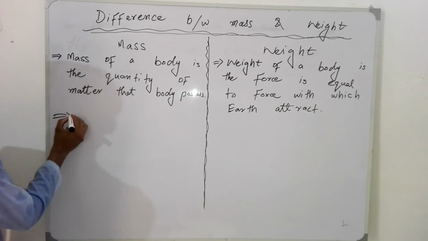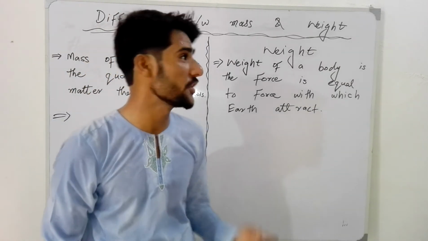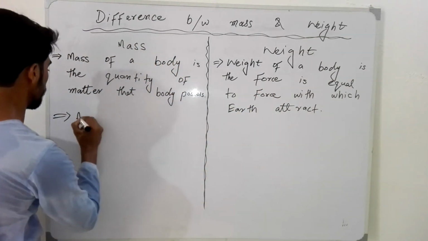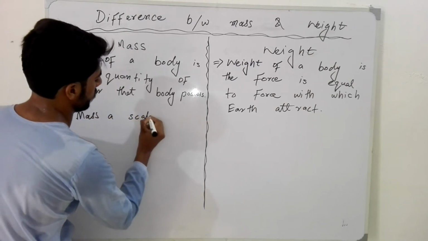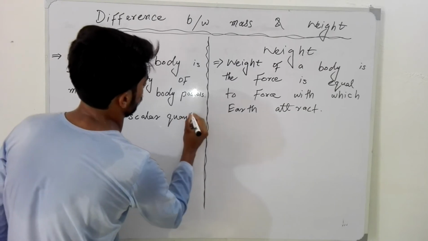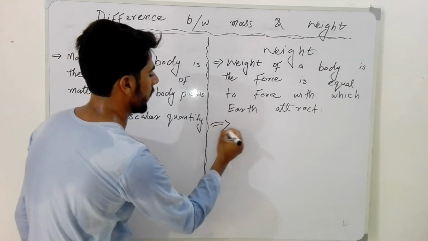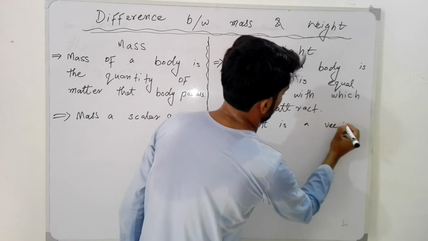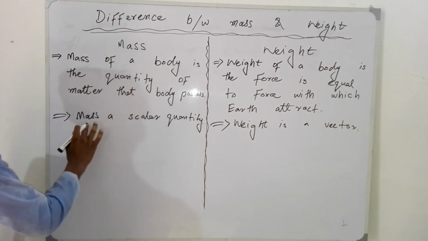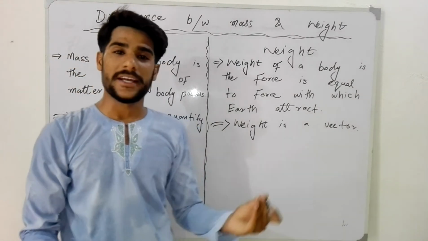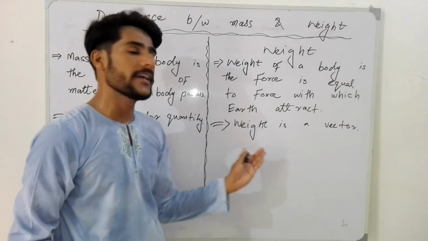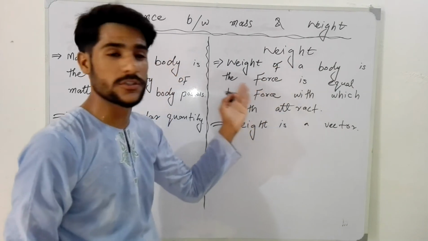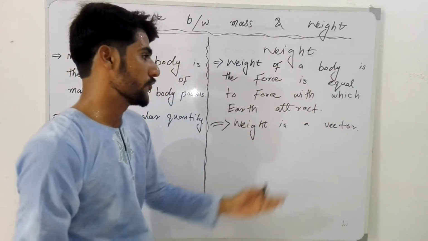Now we come to the second point of difference. This is the main point that differentiates mass and weight. Mass is a scalar quantity while weight is a vector quantity. Mass just needs magnitude, not direction, while weight needs magnitude and direction. So it's a vector quantity. As we already said, weight is a force. Force needs direction and sufficient magnitude.